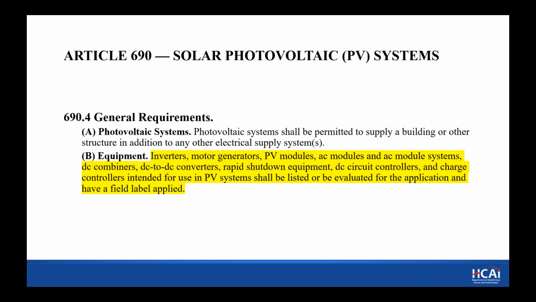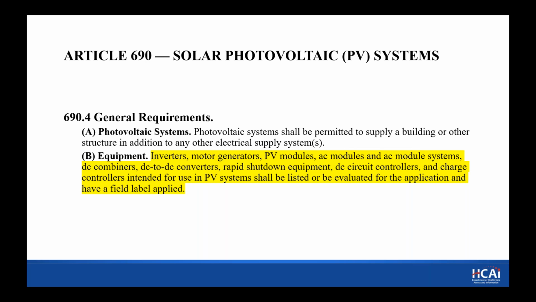Solar voltaic systems. Essentially, it's stating that inverters, generators, PV modules, combiners, and converters all need to be listed, or be evaluated for the use and application in the field. Typically we see people keeping the solar and battery installations and having a demarc point, so that what's submitted to HCAI is only the connection for these devices.